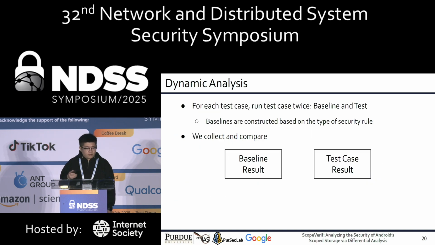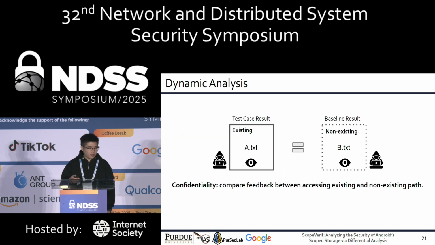Then, how do we determine if there's a violation or not? The general idea is that we use differential analysis. Basically, we want to construct a baseline first, which means what we expect to see if the property holds. Then we compare it with the actual execution results. For example, for confidentiality, how do we construct the baseline?